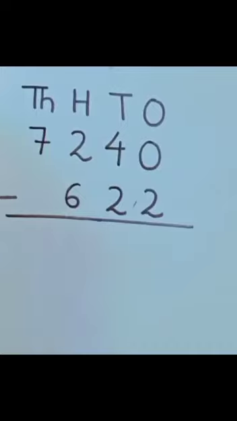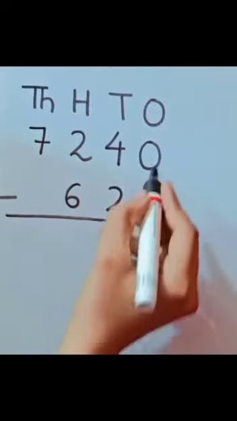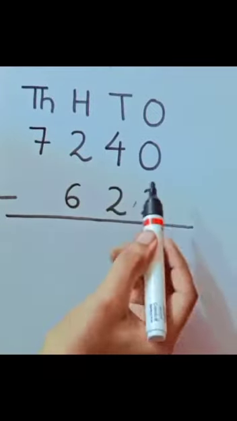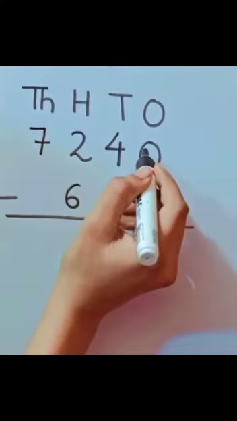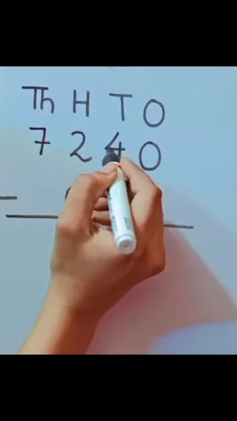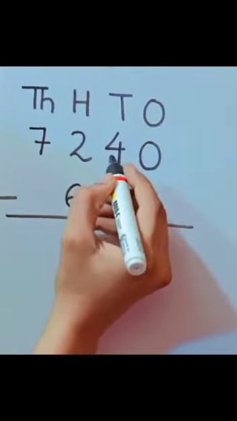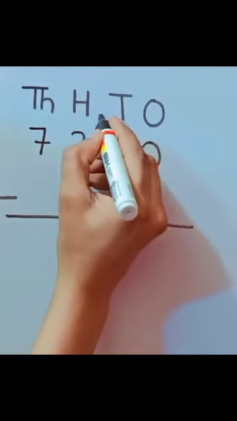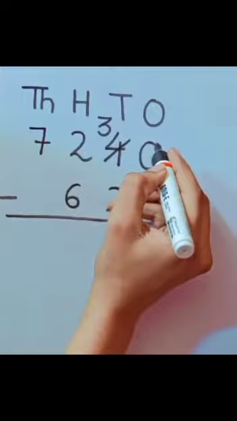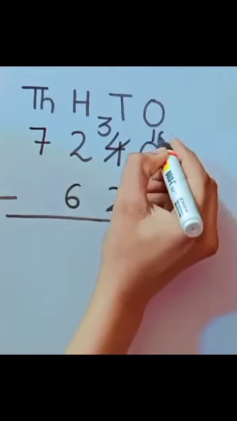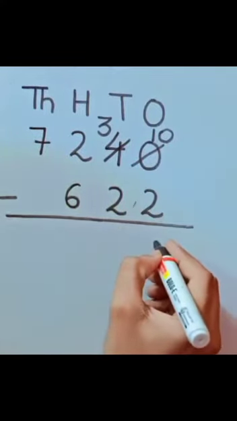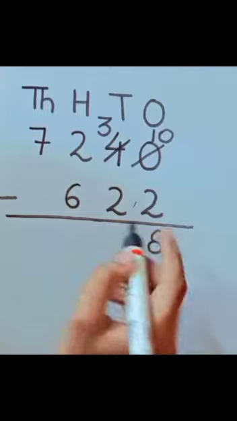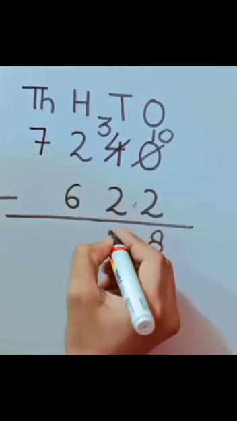Here we can see a 4-digit number and we have to subtract a 3-digit number. Let's start from ones place. Children, can you subtract 2 from 0? No, we can't. So what we are going to do? We will borrow from tens place. We will borrow from 4. So 4 will become 3 and 0 will become 10. Now we can easily subtract. 10 minus 2 will give you 8. 3 minus 2 will give you 1.